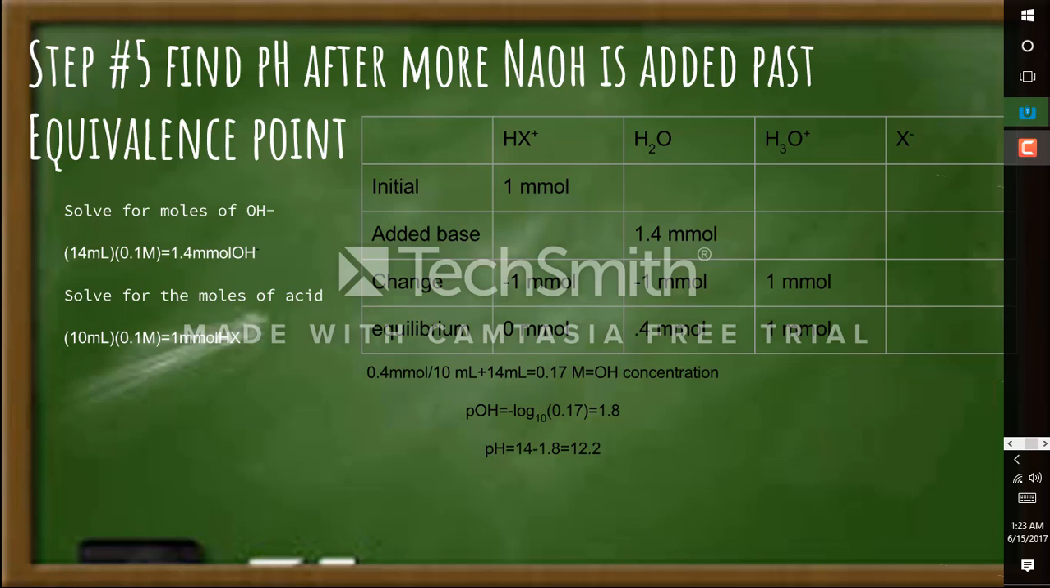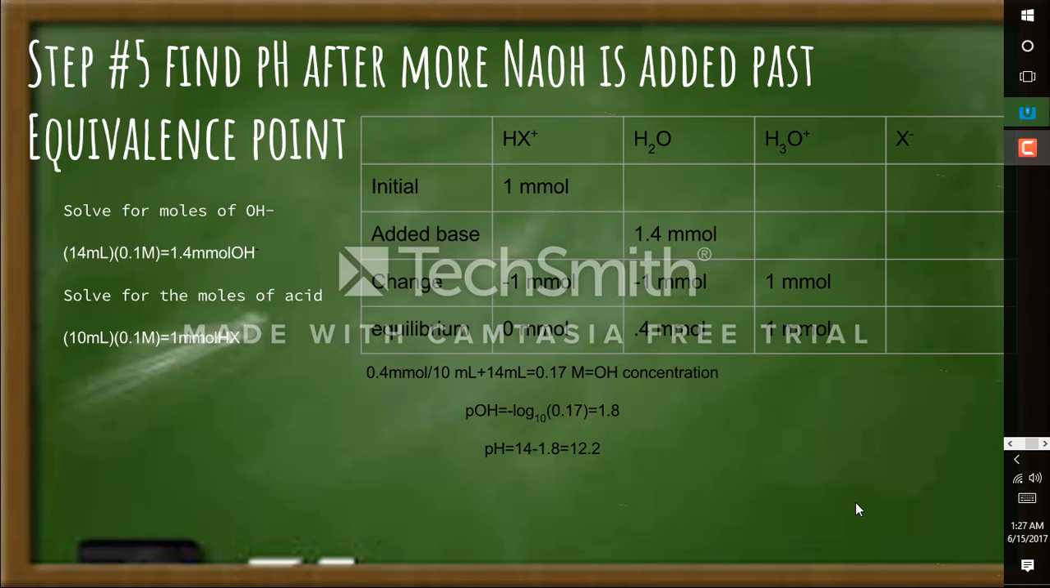Then solve for the moles of acid. 10 milliliters times 0.1 molar equals 1 millimole of HX. Next, you must input the values you have obtained into the ICE chart. By subtracting 1 millimole from the reactant side, you must add 1 millimole to the product side.